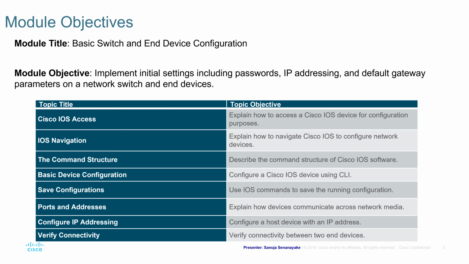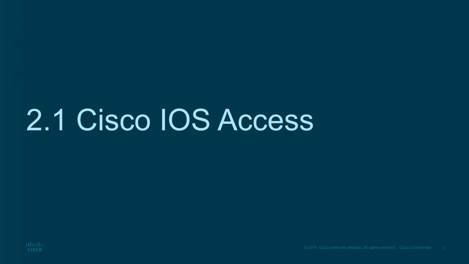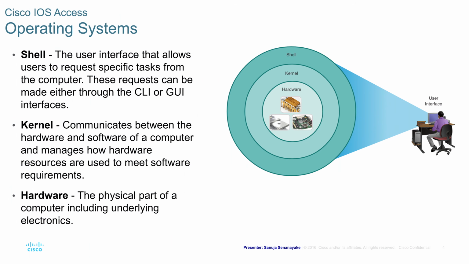Let's look at Cisco IOS Access. The Cisco IOS is a type of operating system. The Cisco IOS is basically an operating system that is operating on Cisco devices.